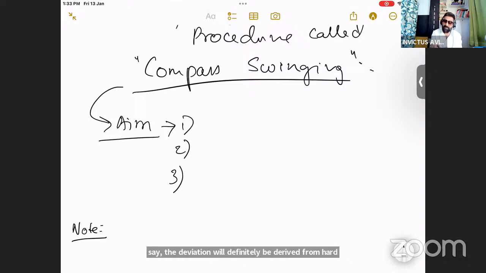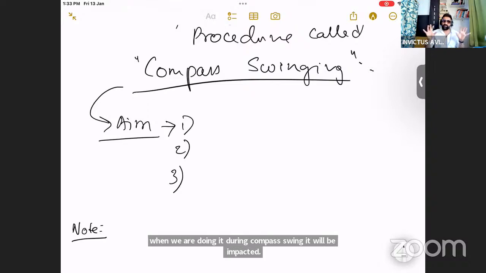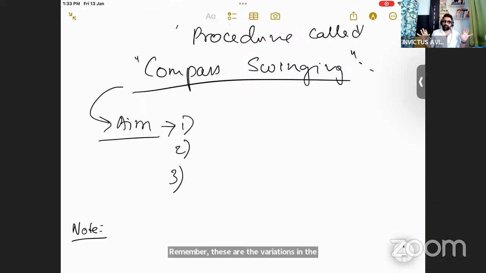But earlier we saw that the hard iron magnetism is fixed and it's not going to impact our headings. But when we are doing it during compass swing, it will be impacted. Remember, these are the variations in the conceptual learning over here. Half of general navigation, I would say, is all about two different sounding similar statements which are opposite to each other. Be very careful. During a compass swing, we can say the magnetic deviation is derived from hard iron and soft iron. During a compass swing, that is the specific pointer.